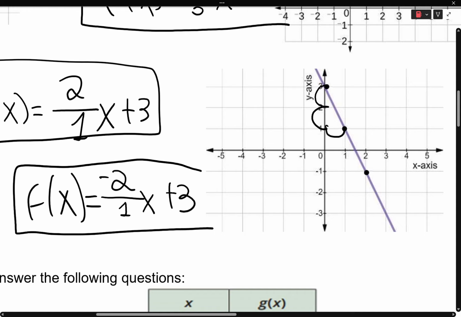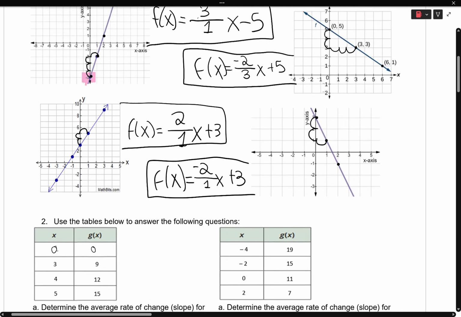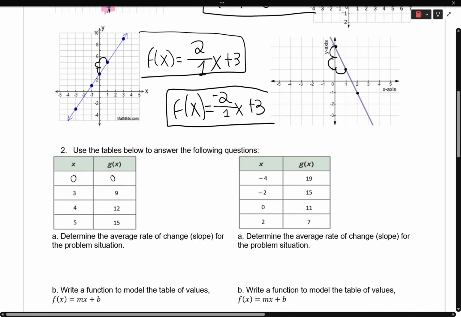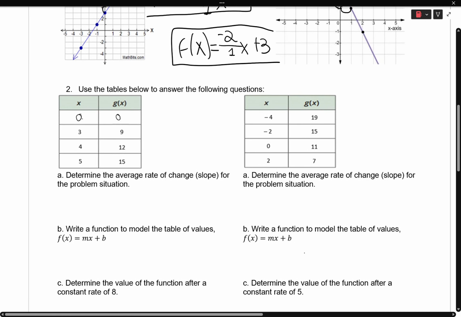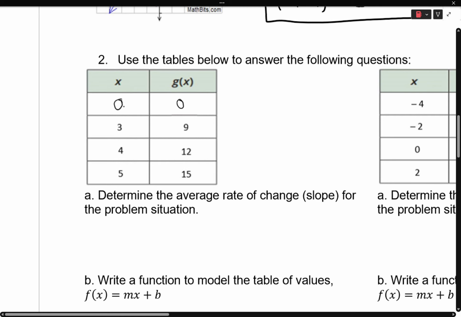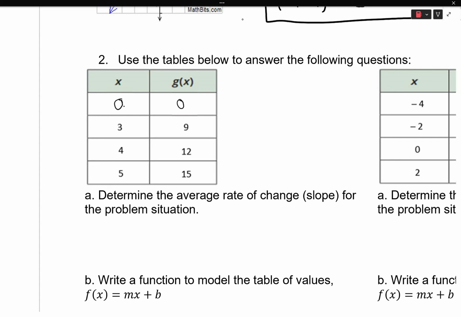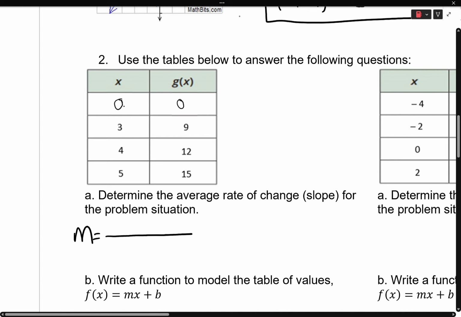So that's number 1. Number 2, let's use the tables below to answer the following questions. First, let's review the formula, and then for the other problems I'll also show you the pattern way of doing it. Okay, so the formula is m equals y2 minus y1 over x2 minus x1. All right. x1, x2, y1, y2. Got 9 minus 0 over 3 minus 0. Well, that's 9 over 3, which reduces to 3.